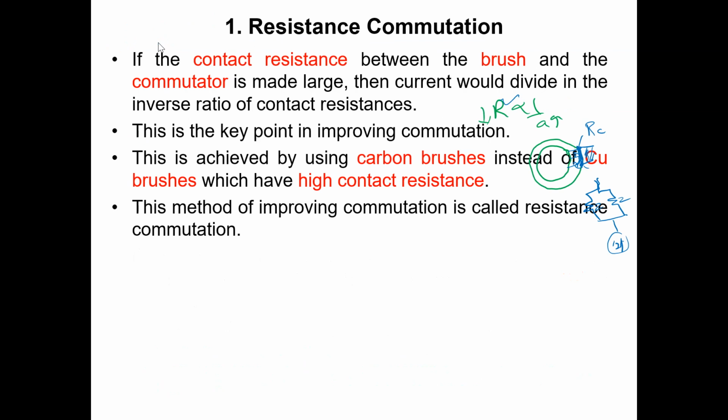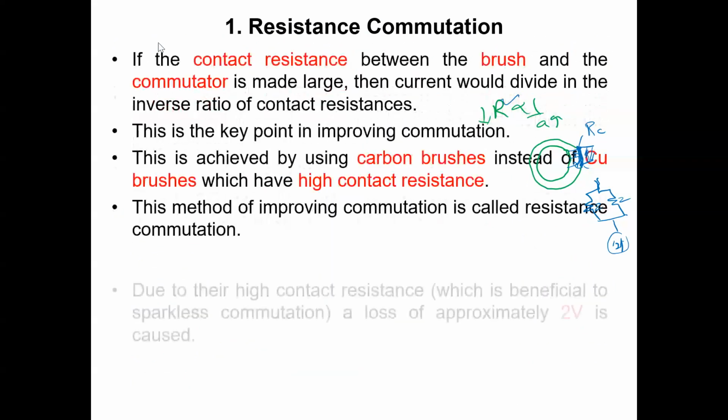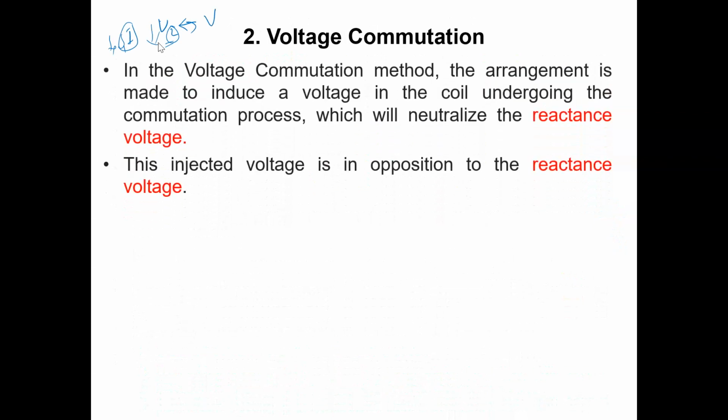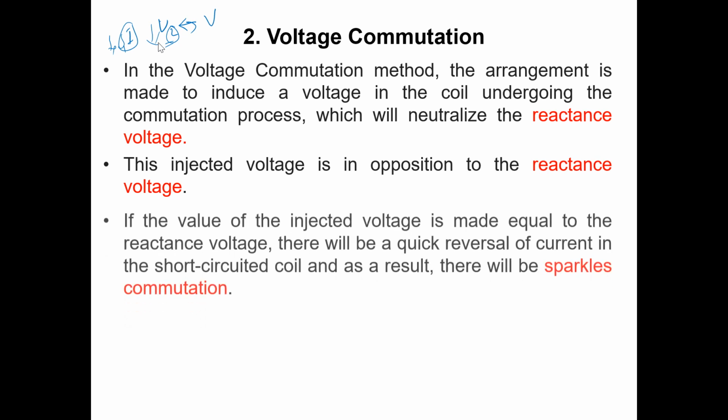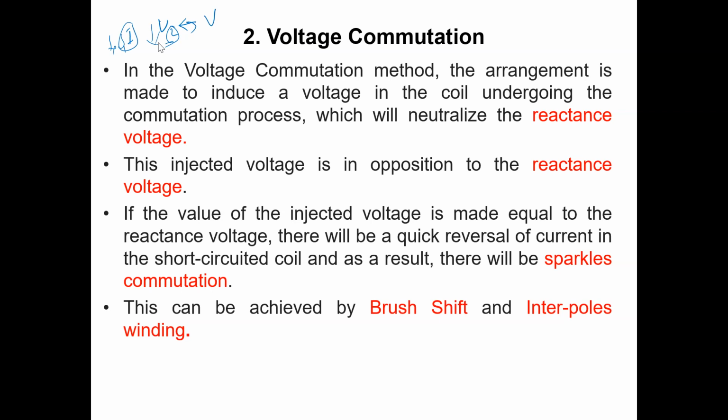So our objective in all the voltage commutation techniques is to reduce the self induced voltage VL. These are the techniques which will be discussed in this discussion. We neutralize it with an injected voltage that opposes, just opposite to the reactance voltage. If the value of the injected voltage is equal to the reactance voltage, there will be a quick reversal of current, resulting in sparkless commutation, as I showed earlier.